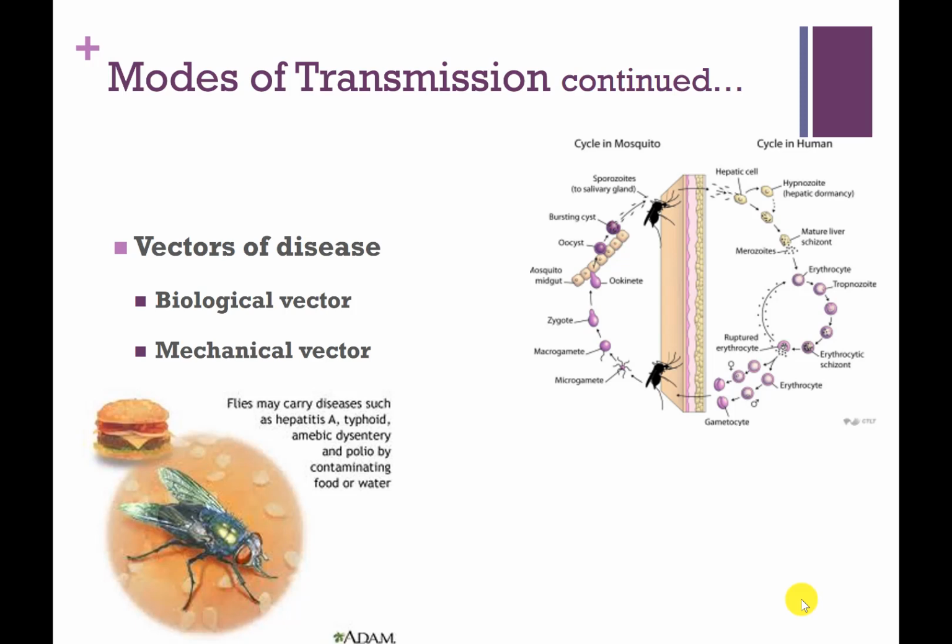A mechanical vector is a vector in which an organism is transported, but the organism does not go through aspects of its life cycle while in contact with its vector. It does not replicate, okay? So try to think now of a housefly transporting E. coli. So it's just simply going to touch your meat, for example, and the contamination will occur.